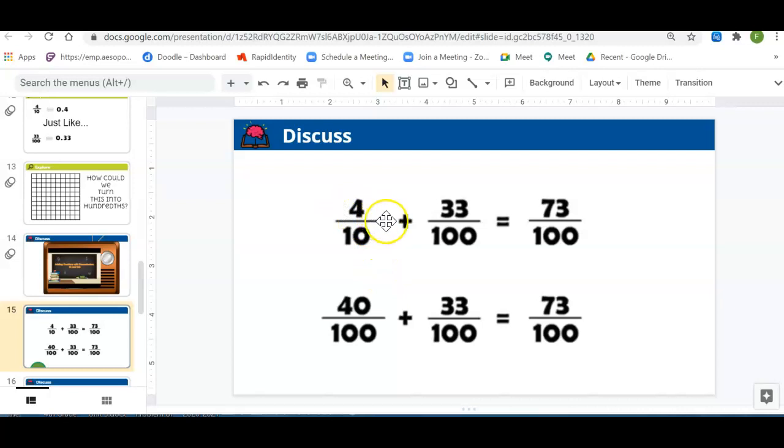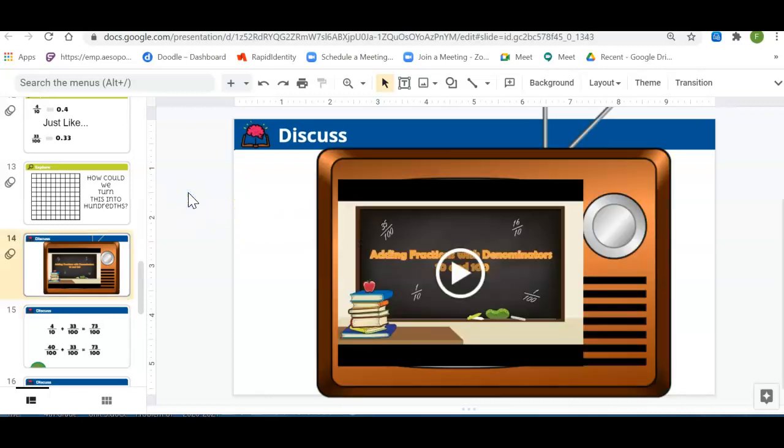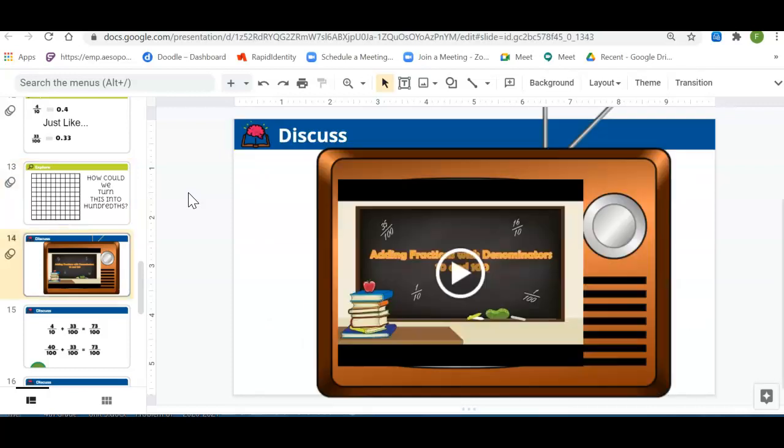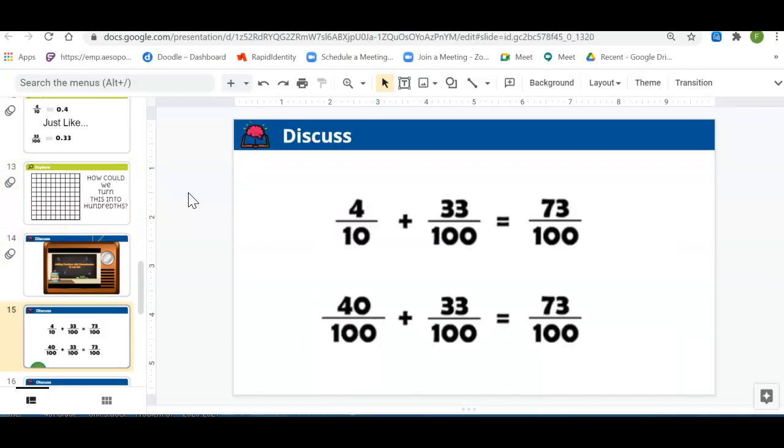How are the two fractions related? And how can the fraction with the denominator of 10 be modeled to show an equivalent fraction with the denominator of 100? If you think back to our previous video where we went from the tenths to the hundredths, that should be able to help you. But those are some things that I want you to be thinking about.